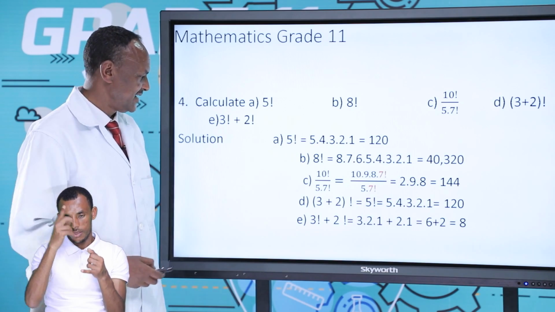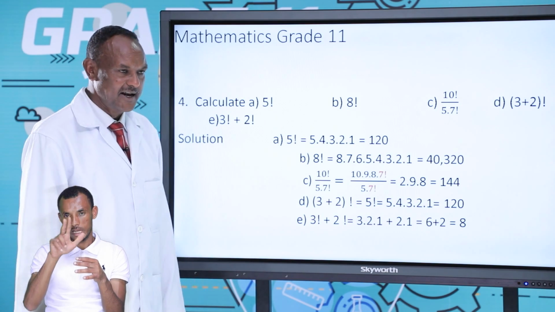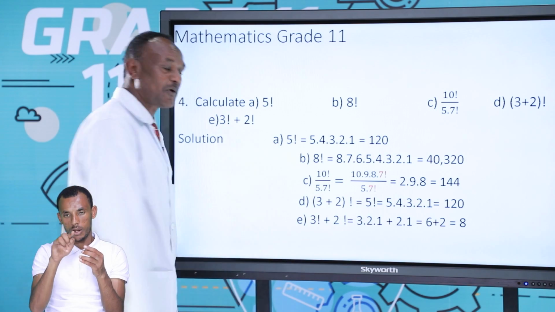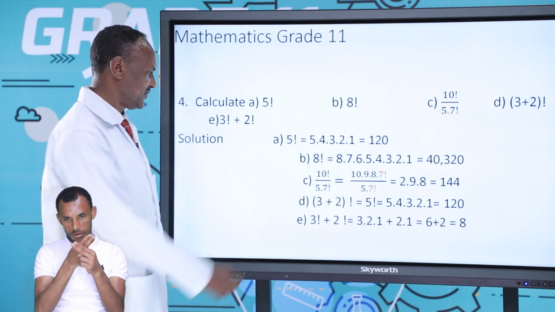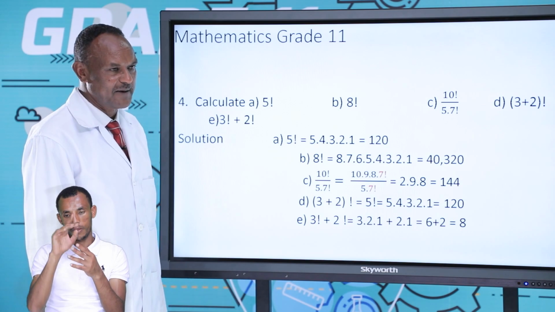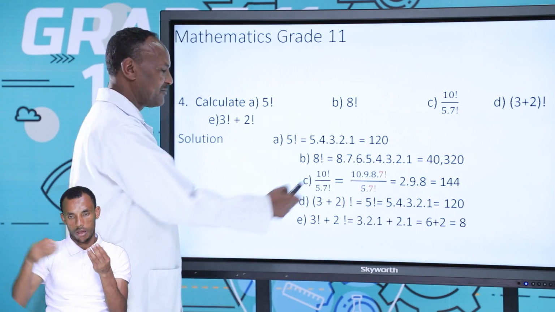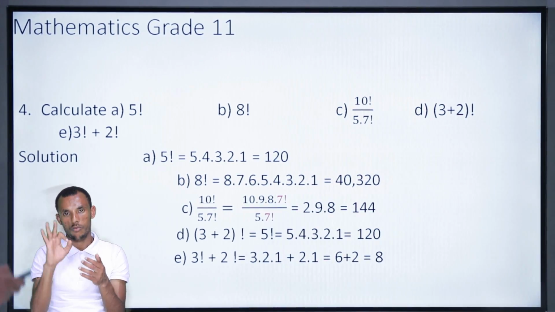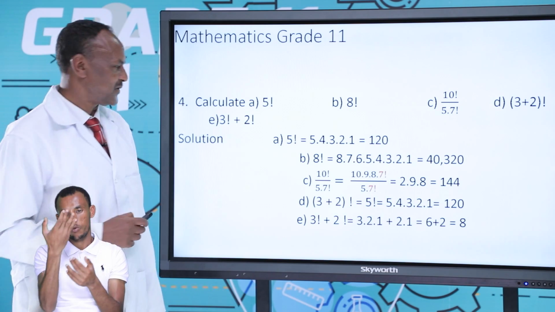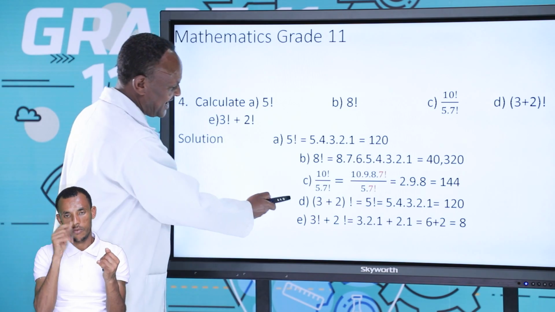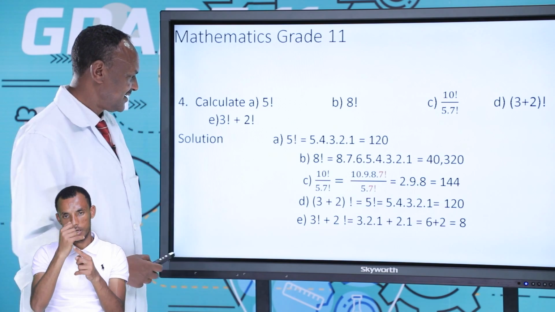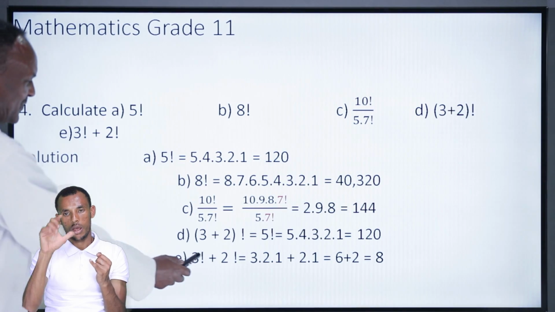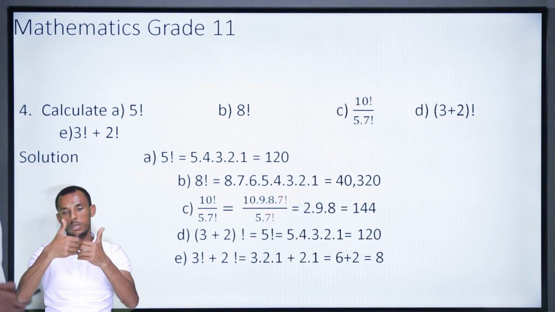And the last one, E, 3 factorial plus 2 factorial. It is the sum of 2 different factorials. 3 factorial, you have the product of the first 3 natural numbers. 2 factorial, it was the product of the first 2 natural numbers. This could be added up, 6 plus 2 equal to 8. So using ideas of factorial, we can discuss simplification of factorials. And if you see the last 2 exercises, D and E, the factorial of the sum is totally different from the sum of the separate factorials.